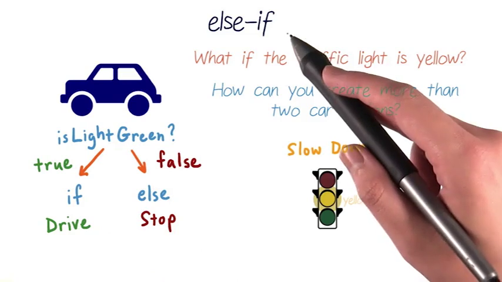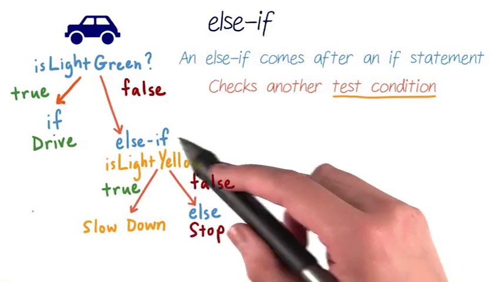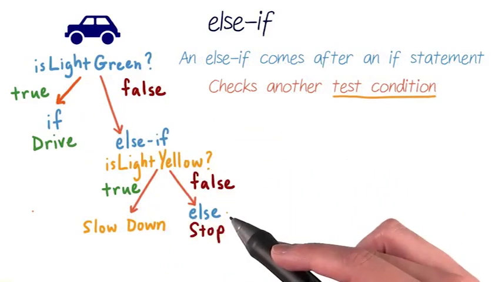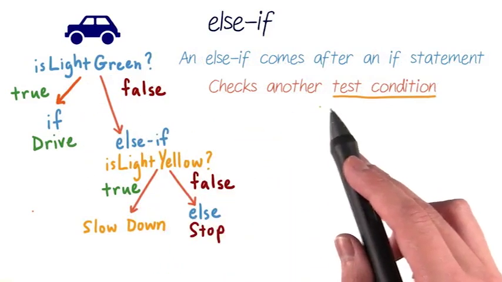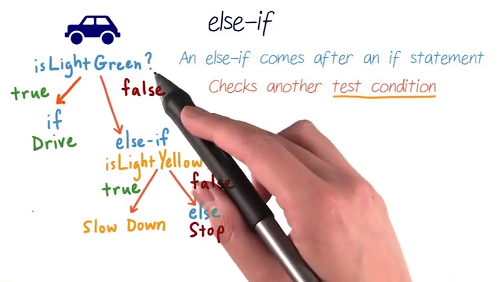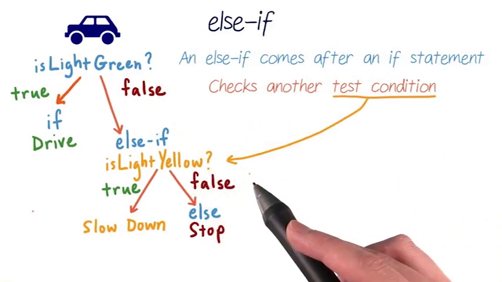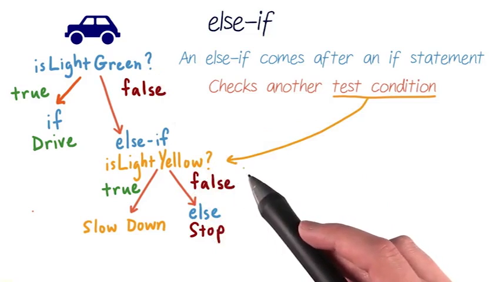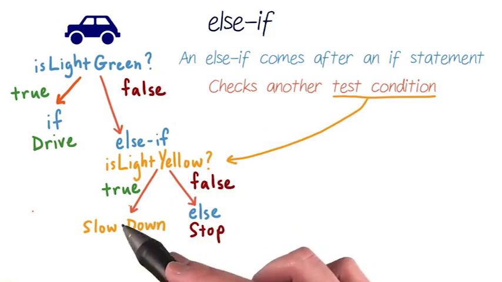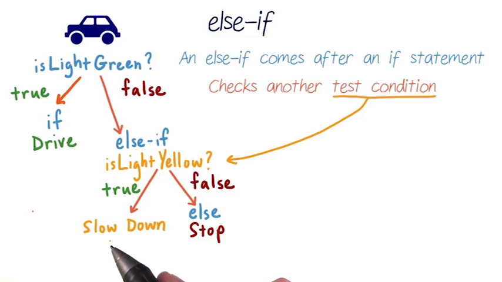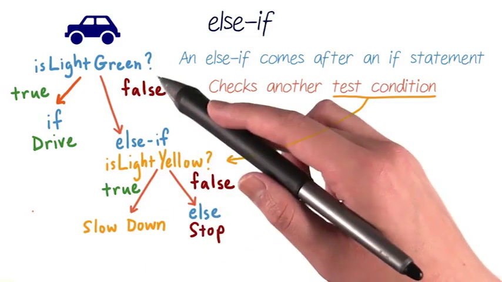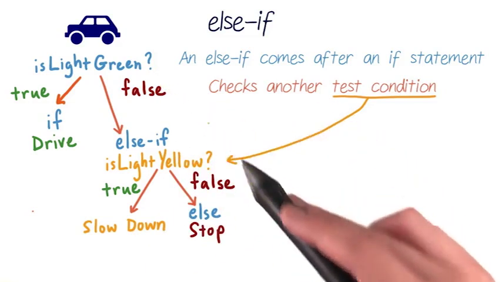Well, that's where the else-if comes in. The else-if comes after an if, but before an else statement. And it checks a different test condition than the one in our if. So instead of checking if the light is green, our else-if can check if the light is yellow. And it provides another decision pathway, which is just an alternate set of instructions, like slow down. And this will only execute if our previous if test condition is false.